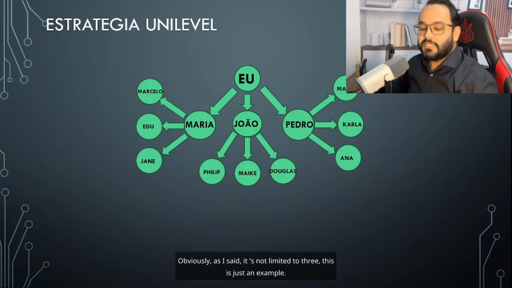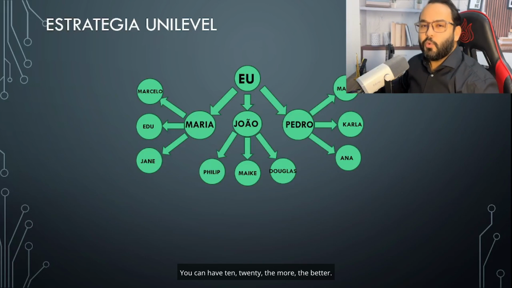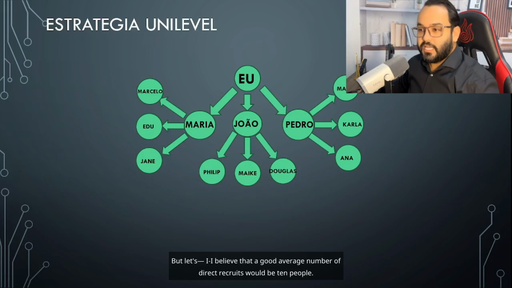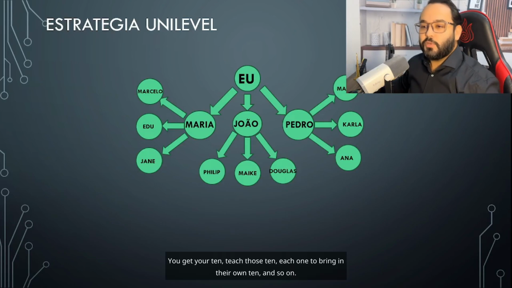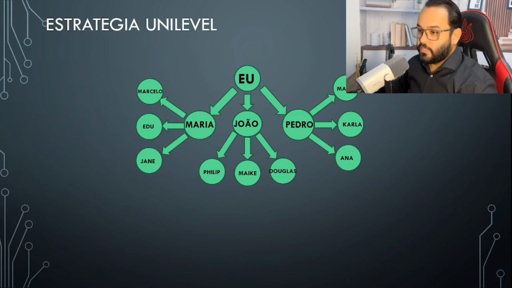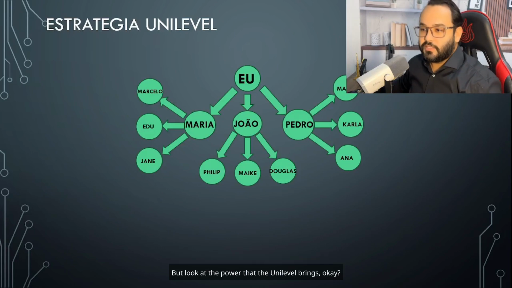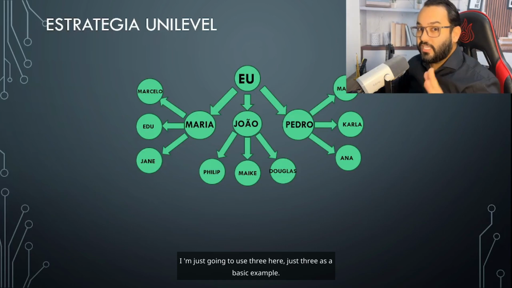Obviously, as I said, it's not limited to 3, this is just an example. You can have 10, 20, the more, the better. But I believe that a good average number of direct recruits would be 10 people. You get your 10, teach those 10, each one to bring in their own 10, and so on. But look at the power that the Unilevel brings, okay? I'm just going to use 3 here, just 3 as a basic example.